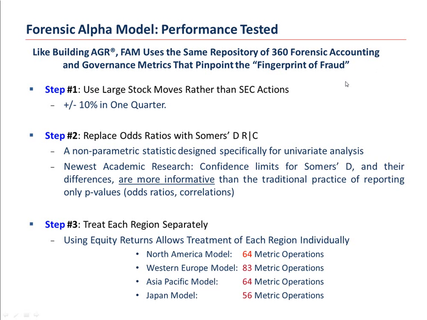So how did we build FAM? First, we used large stock moves rather than SEC actions as the training set. And what do I mean? Quarterly stock returns, and I only included companies which moved up or down 10%. Then I took those companies and ranked their stock returns from 1 to 200.